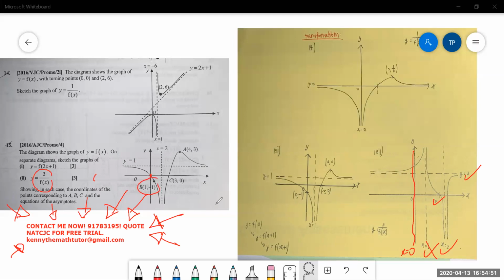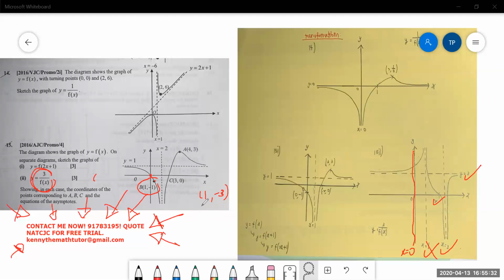It is to see whether you know how to translate this point based on this 3 over f(x) or not. Because for 3 over f(x), the y value will remain unchanged because minus 1, 1 over minus 1 is still minus 1. But after that, you need to times 3. So you still have to denote this dot because it becomes (1, minus 3). You have to show that dot. Do you get it?